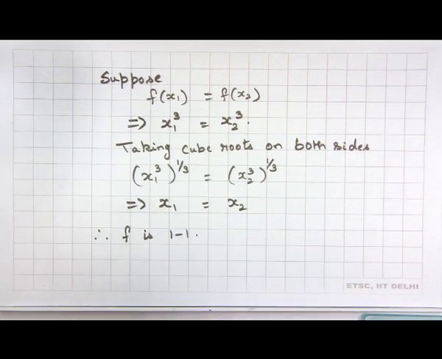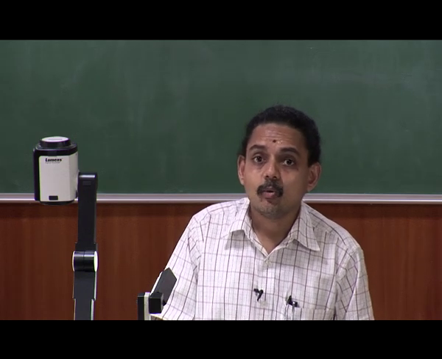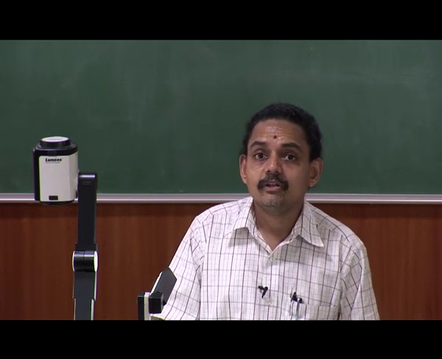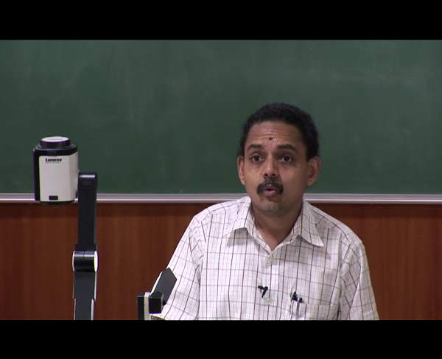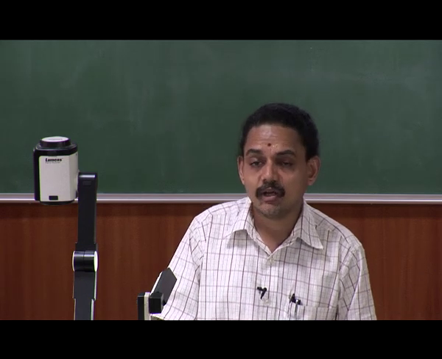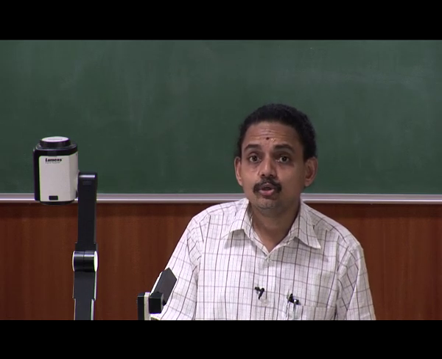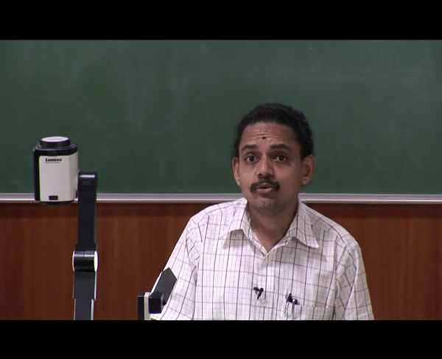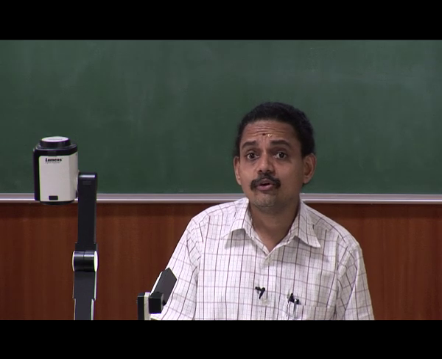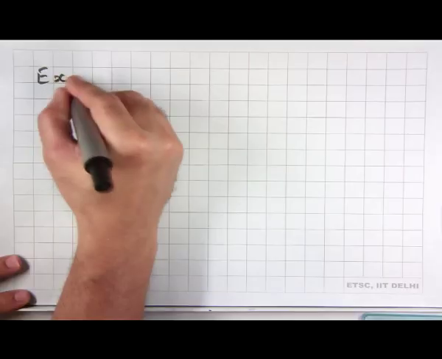The natural question that one would like to ask here is, in the previous example, why not take the square root? For example, you have 4, why can't one take the square root of 4 and then say that the function is 1-1? But if you take the square root of 4, then you have two roots, one is plus 2 and the other one is minus 2. So, you have two square roots of 4, and therefore, the function is not 1-1 in that case.